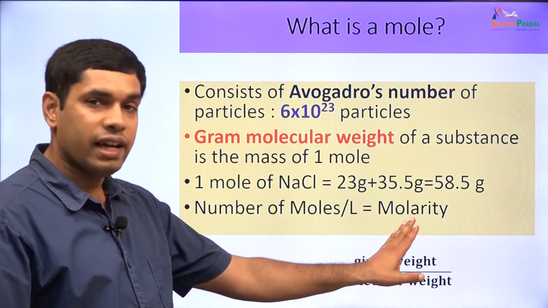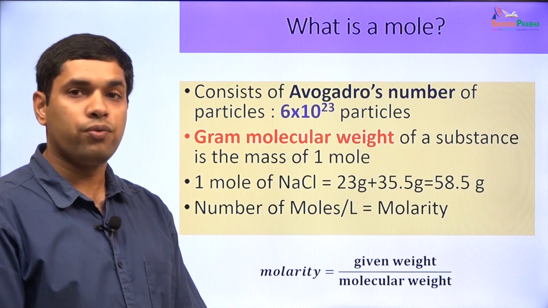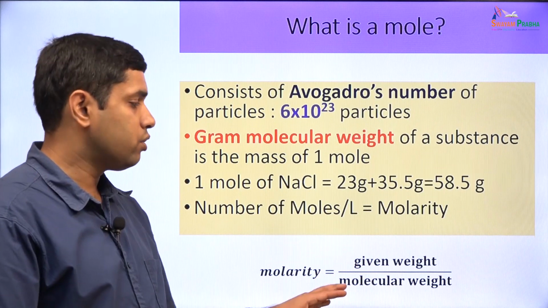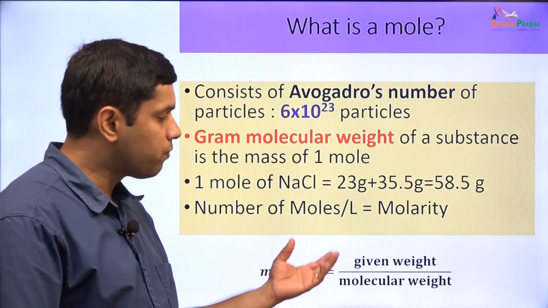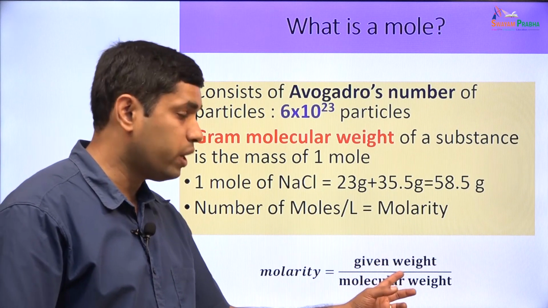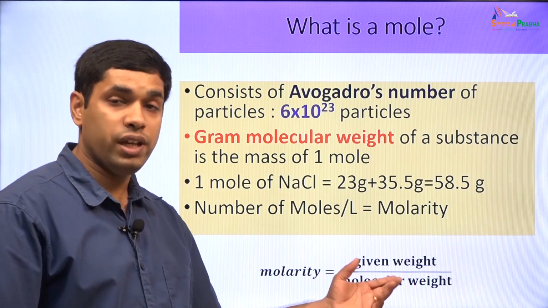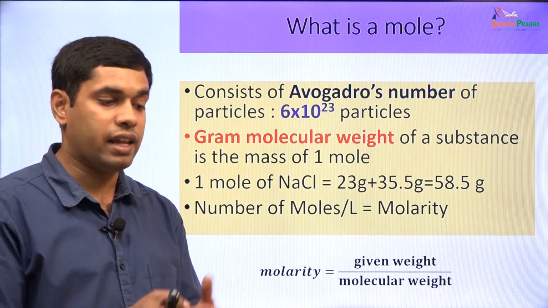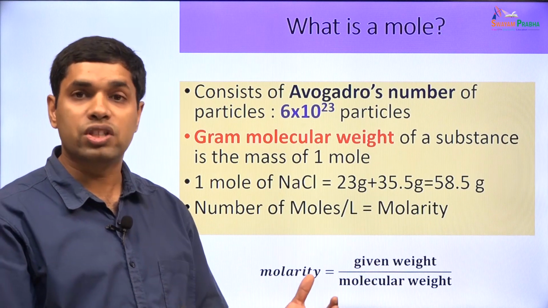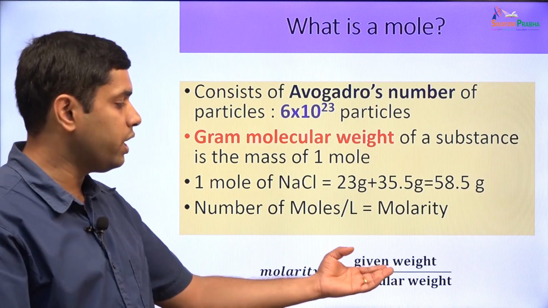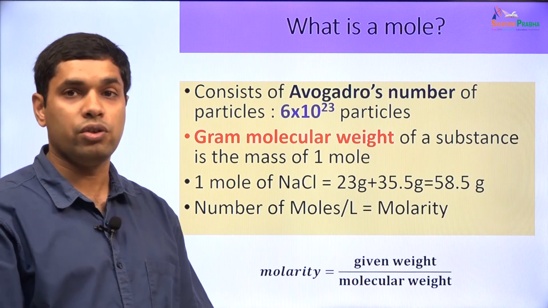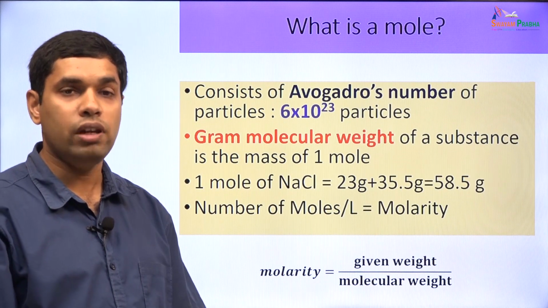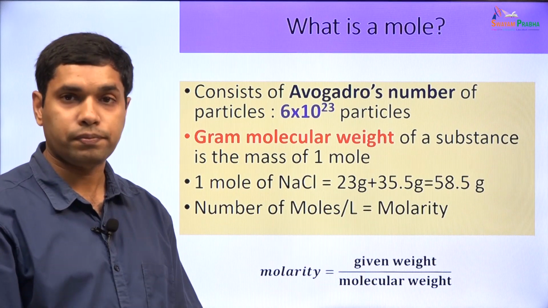Now, the term molarity describes the number of moles per liter. So, if you take the given weight and divide it by the molecular weight, and if all this is in 1 liter, the given weight in 1 liter divided by the molecular weight will give you the molarity of a substance. So, if I take a particular amount of substance and add it into a solution and I want to know the molarity of that solution, I will look at the weight as a fraction of its molecular weight in that 1 liter. So, this is the definition of the term mole and the term molarity.